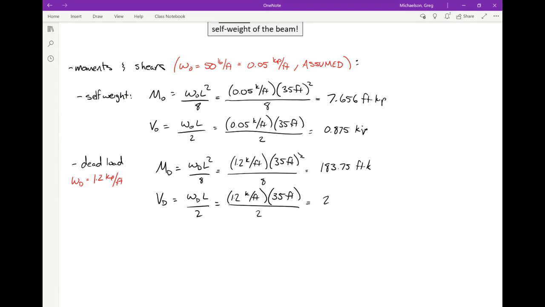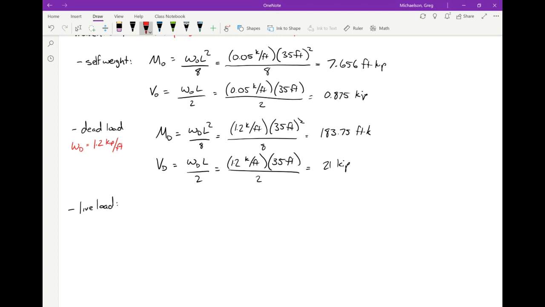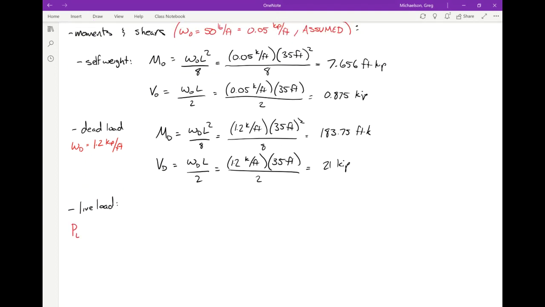This is 21 kips. Now, for the live load, this one's different. Remember, the live load was a point load at midspan, and the point load at midspan was 40 kips.